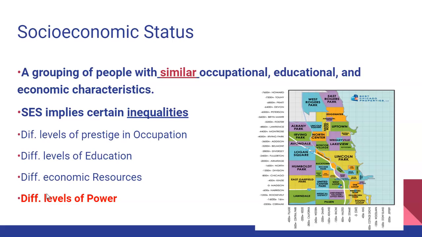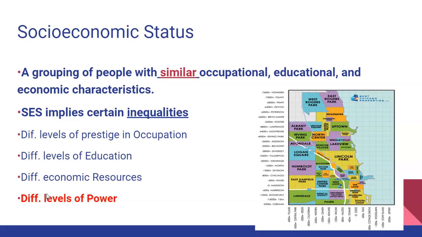However, socioeconomic status is when people are grouped that have similar occupational, educational, and economic characteristics. So you can think about blue collar versus white collar, which we'll discuss a little bit later.